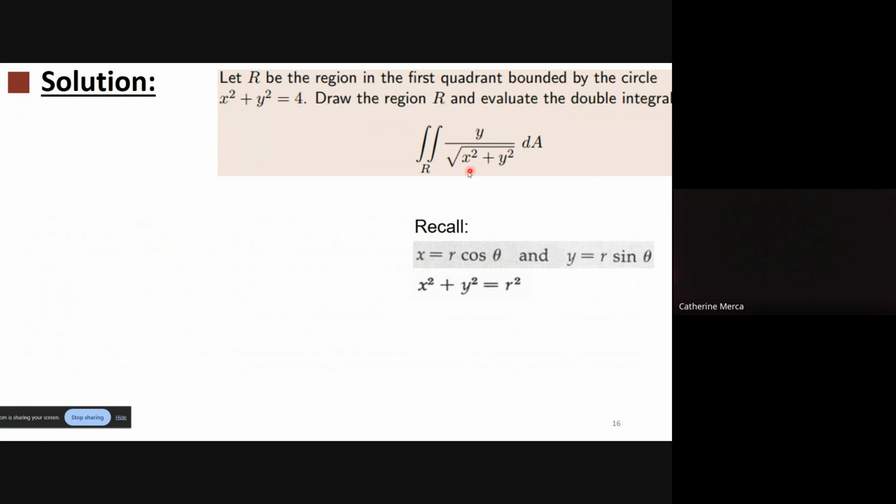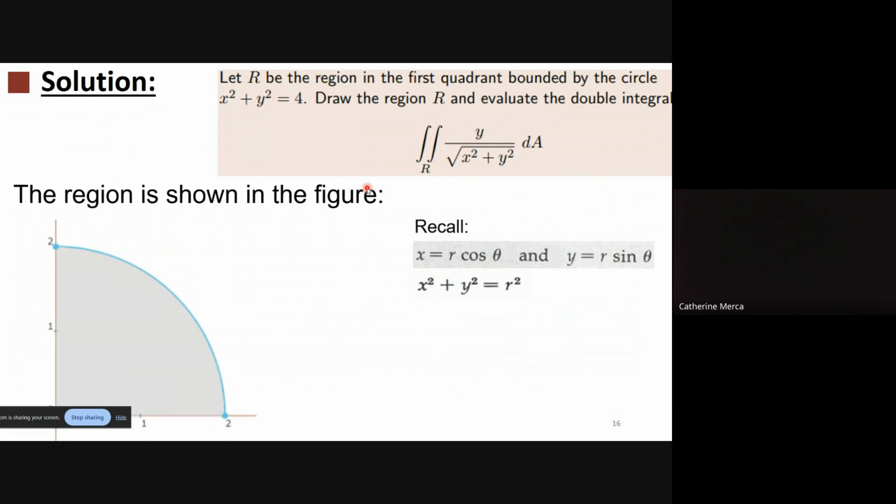As for the limits of integration, we already know that it's in the first quadrant. So if you take a look at the region, your r is from 0 to, you have there 4, square root of 4 is 2. So r squared is equal to 4, so r is equal to 2. So from 0 to 2. As for theta, notice that it is in the first quadrant, so this is from 0 to pi over 2.